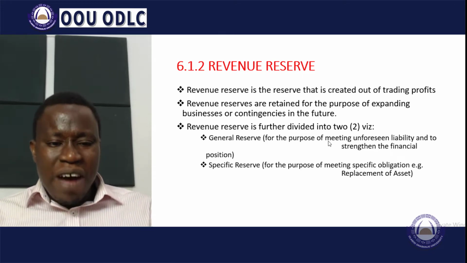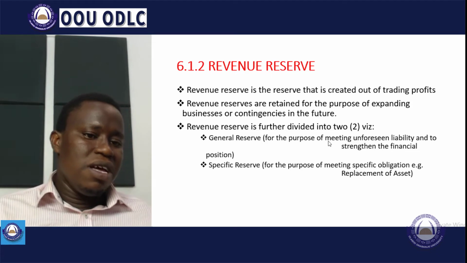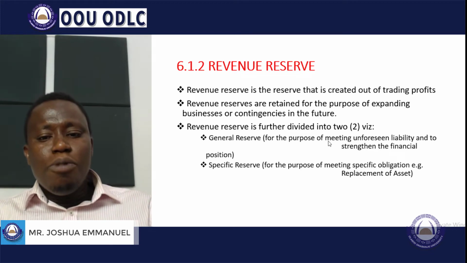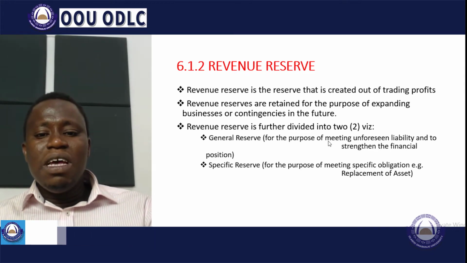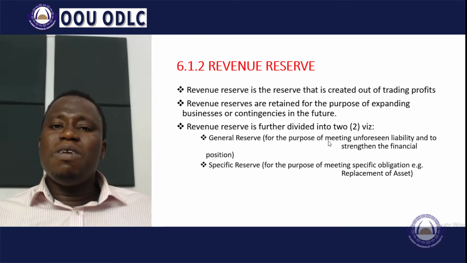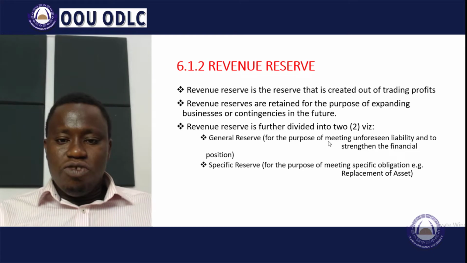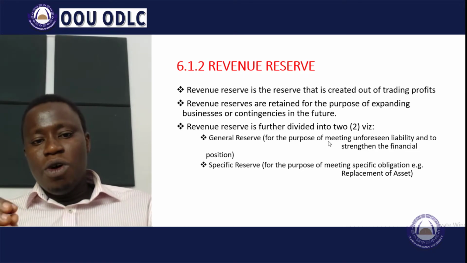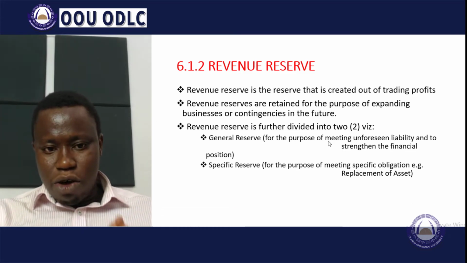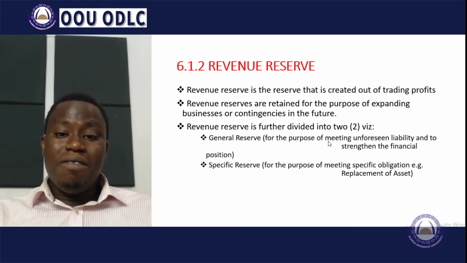And we can also divide the revenue reserve into two categories. We have what we call the general reserve and the specific reserve. Now, what do we mean by general reserve? These are reserves that are kept for the purpose of meeting unforeseen liability and to strengthen the financial position. That's general. That is, you are keeping them not for a specific reason. You are keeping them for any need that may arise or any unforeseen situation that may require urgent attention. It's not meant for anything in particular. It's just meant to be kept for any situation that may arise in the future.